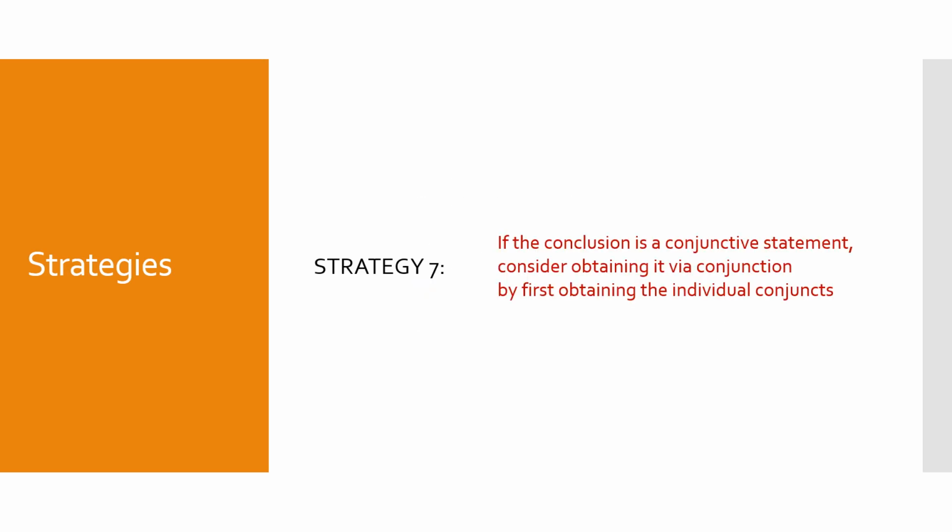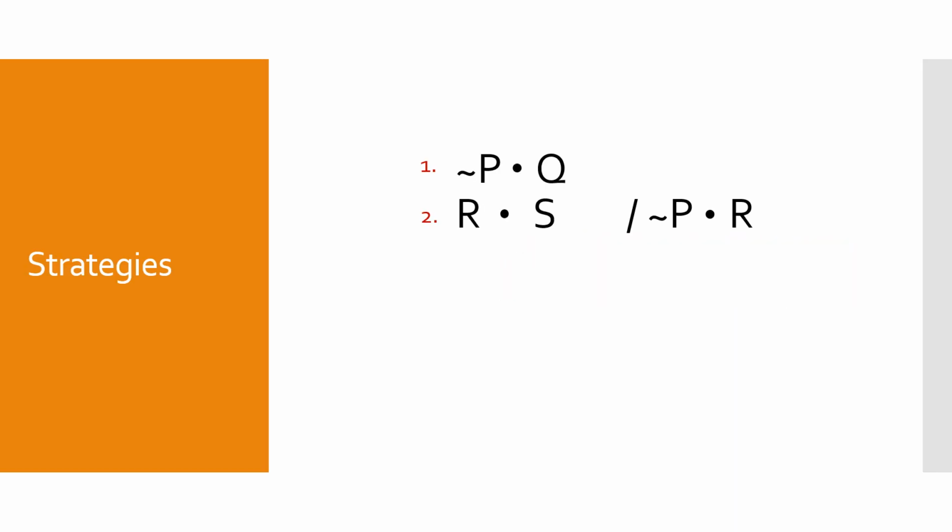The second strategy is strategy 7. This says if the conclusion is a conjunctive statement, so it's an and claim, consider obtaining it via conjunction by first obtaining the individual conjuncts. So notice in this case we have not P and R as our conclusion, and then in our first premise it says not P and Q, the second one says R and S, and of course we can get to this conclusion by simply putting in the rules as follows.